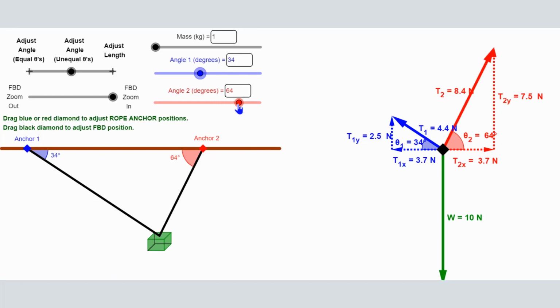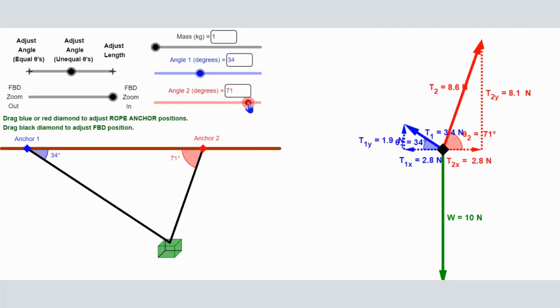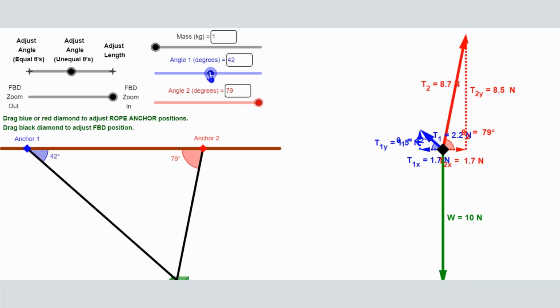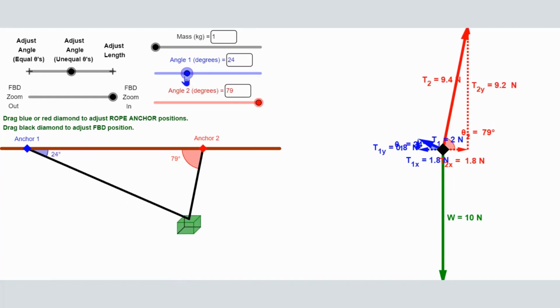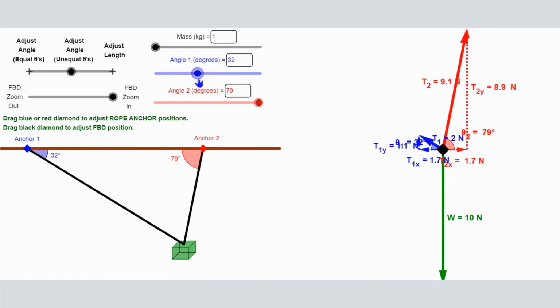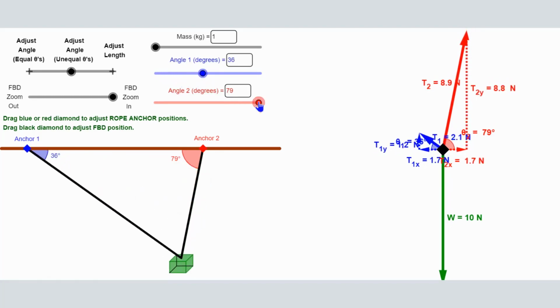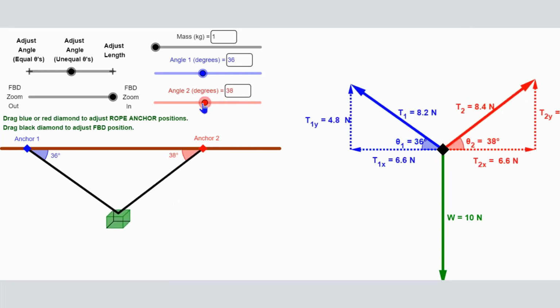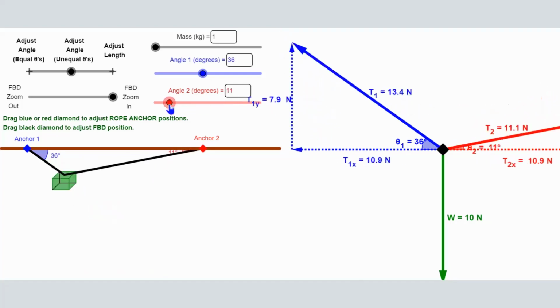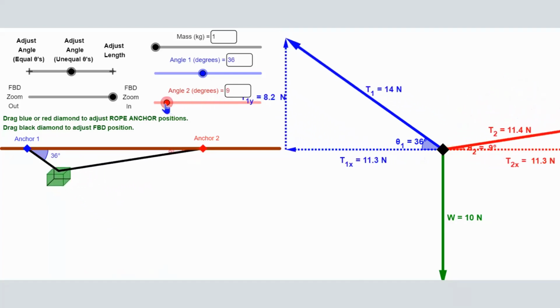Now you can see here, if I increase this angle, this will go to the left. Decrease this angle, it will go to the right. If I increase this one, this will go to the left. You can understand from here, if I decrease this angle, it has to go to the right. So this is the concept you need to understand. I hope it is clear to you now how to handle this kind of problems.